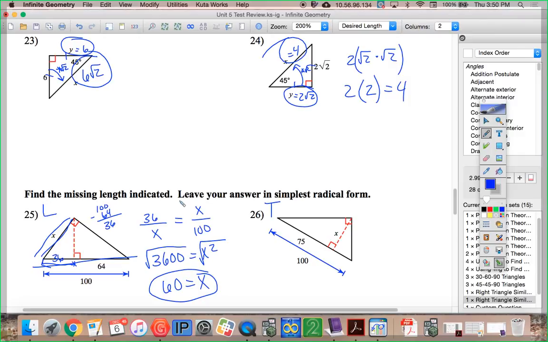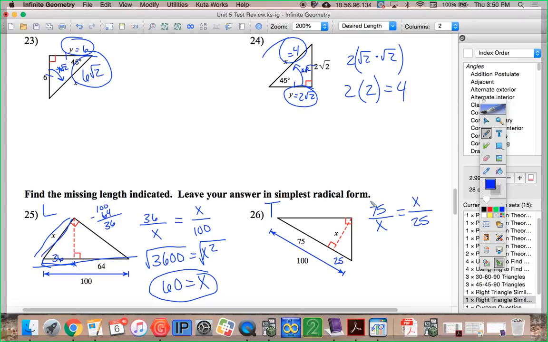Okay, and then for T pattern, you're also going to have to subtract that, because T pattern is part over altitude equals altitude over the other part. So you got to get this part's 25. You just subtract 100 from 175. So it should be 75 over x equals x over 25. And you could also do 25 over x equals x over 75, either way.